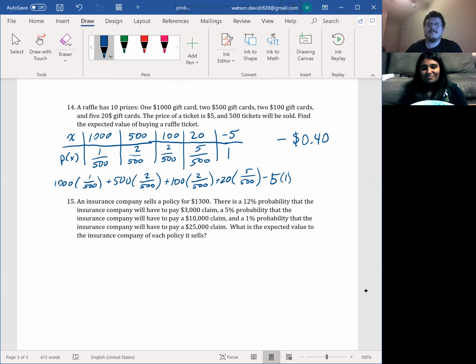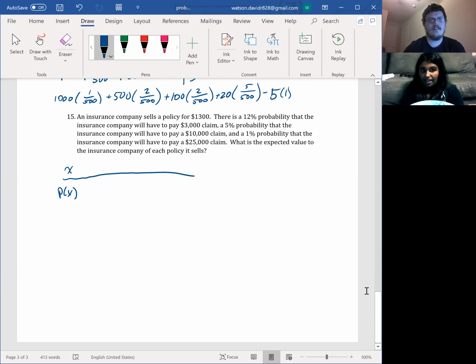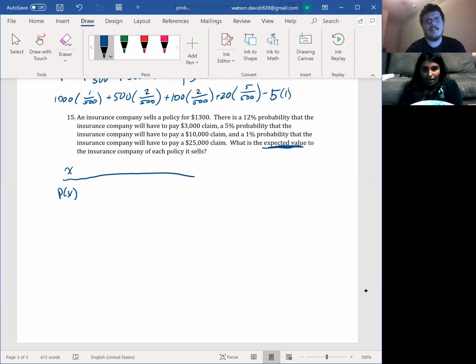And so we're going to make our table just like number 14 because it says what is the expected value. That's what you're looking for. So make sure you underline that so you know exactly what it's asking. So the X, they're selling a policy for $1,300. So it'll be positive 1,300 every time. So it's a 1 for probability.